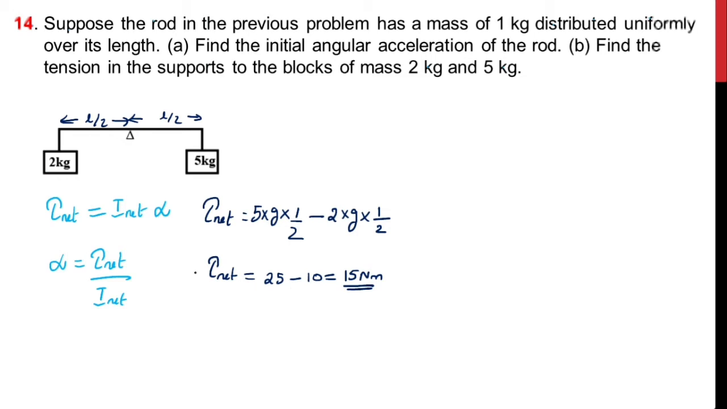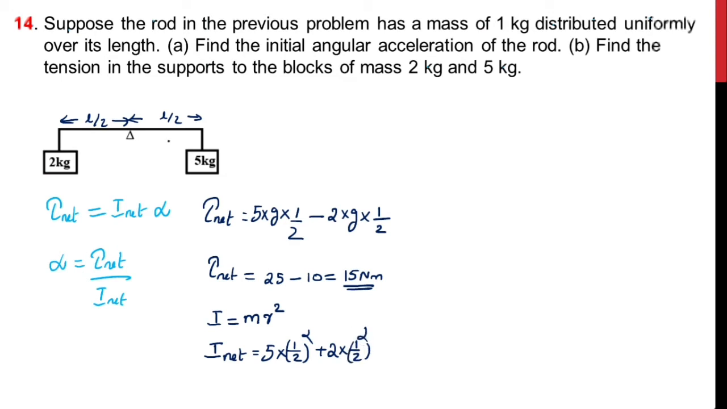Now you have to calculate the moment of inertia. The moment of inertia formula is mass into distance squared. The total moment of inertia is equal to the moment of inertia due to the 5 kilogram block, which is 5 into distance squared. The distance is L by 2, so L by 2 whole squared, and once again the length is 1 meter. Next, the moment of inertia due to the 2 kilogram block is 2 into L by 2 whole squared, and L is equal to 1 meter, so it becomes 2 into 1 by 2 whole squared.